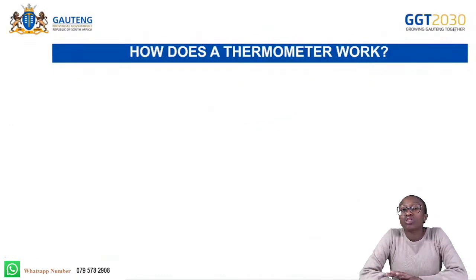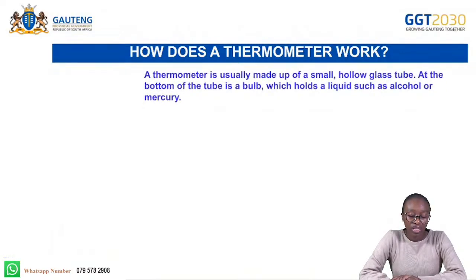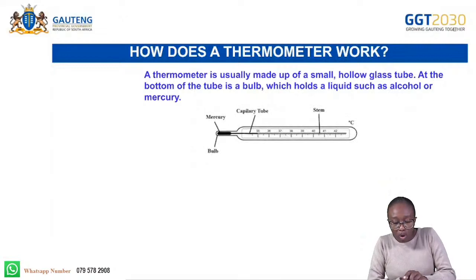Now, how does a thermometer work? A thermometer takes advantage of the expansion and contraction of materials. A thermometer is usually made up of a small hollow glass.